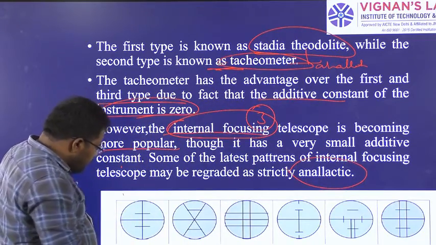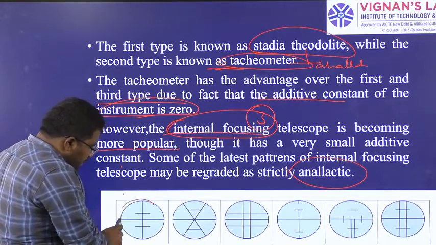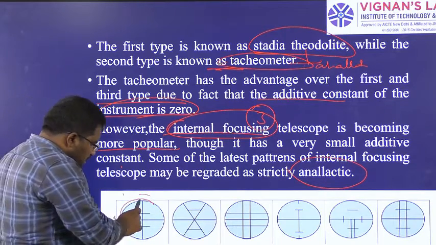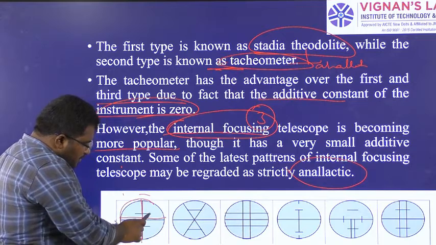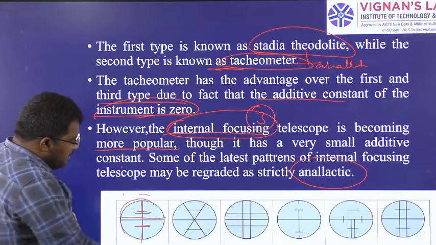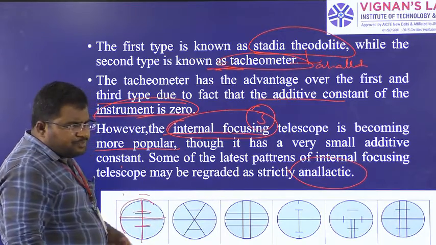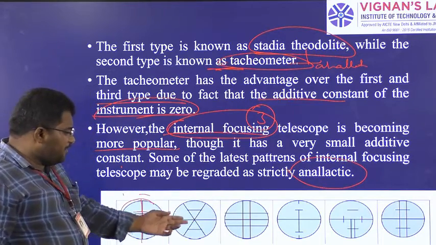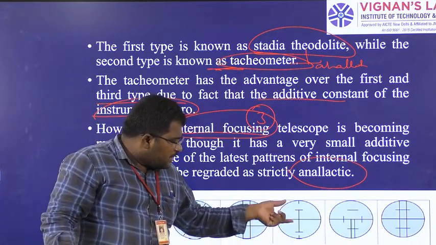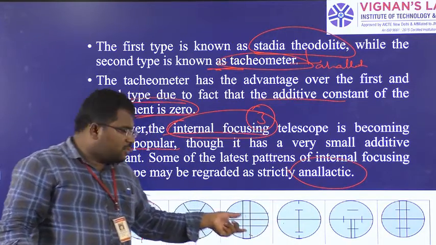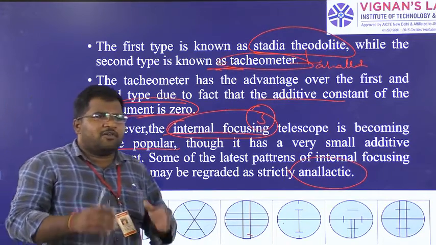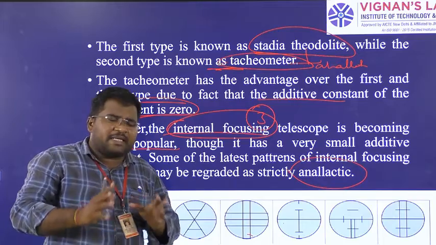Now if you are looking through the telescope, you can see this type of diaphragm, where this is vertical and this is horizontal. From there, one hair is there at the top and one at the bottom. These are the different patterns of stadia diagrams. You can see three lines like this. The distance between the two cross hairs is fixed, and that will be noted down. It is fixed for a particular instrument.